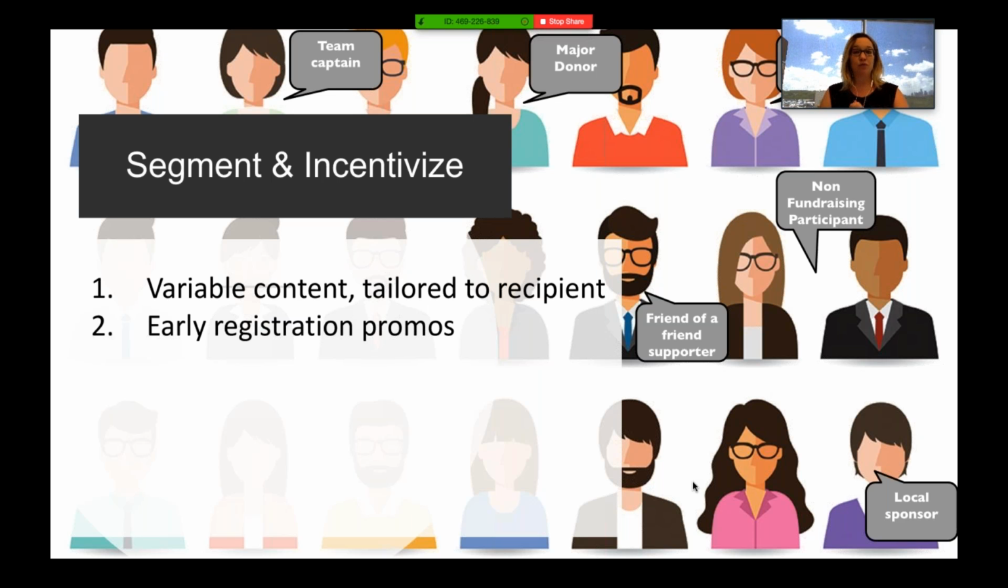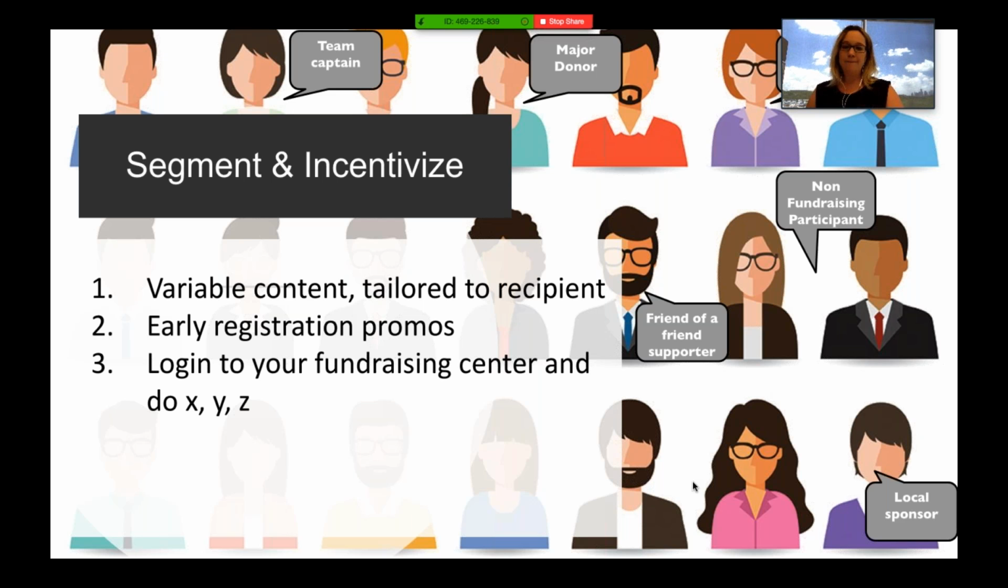Think about doing early registration promotions. So if you're using an online registration tool, or if you use Kimbia, you can do promo codes. So think about incentivizing people to get that early bird. Incentives work. They just do. There's a psychology behind it, and people like getting a deal. So incentivize people through early registration promos.